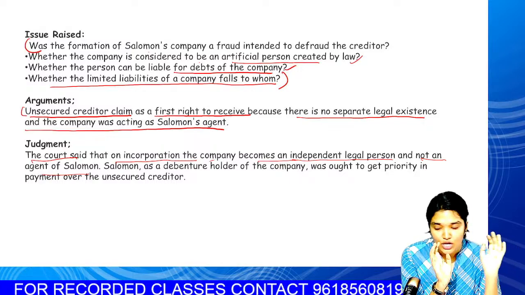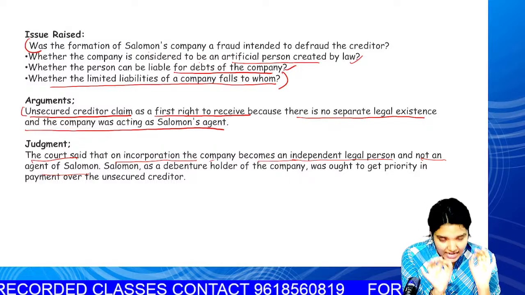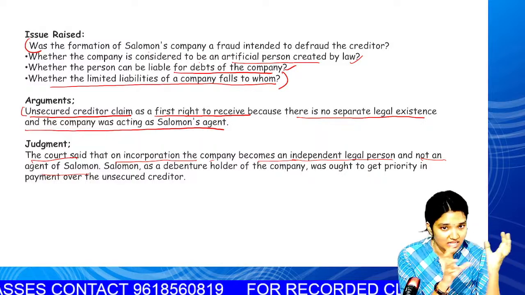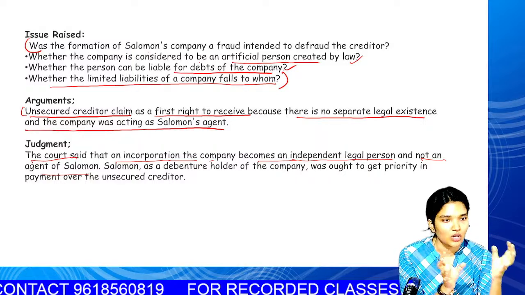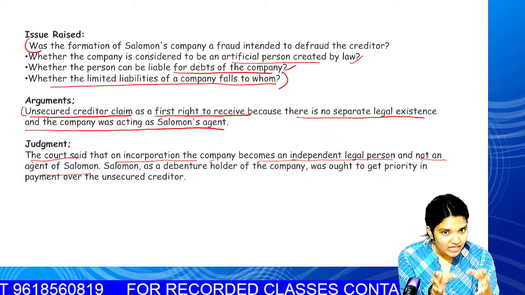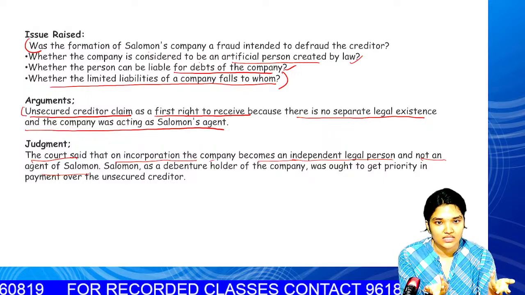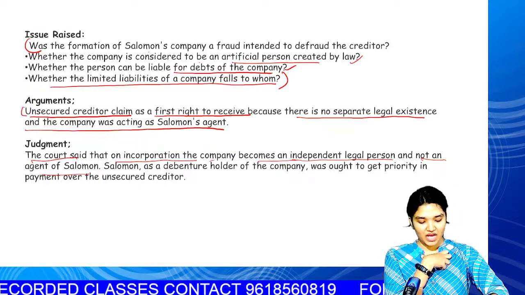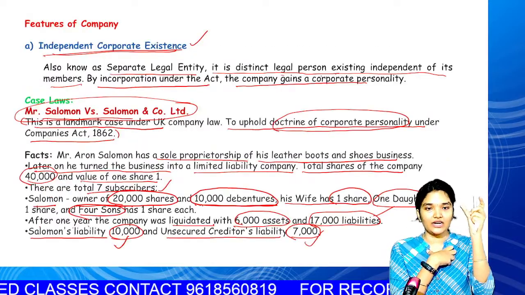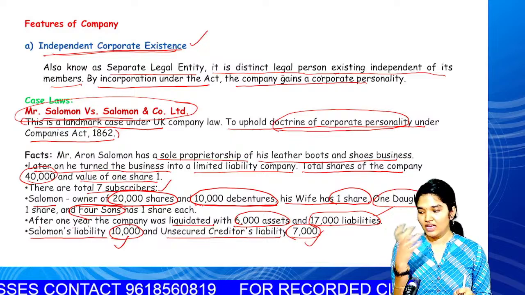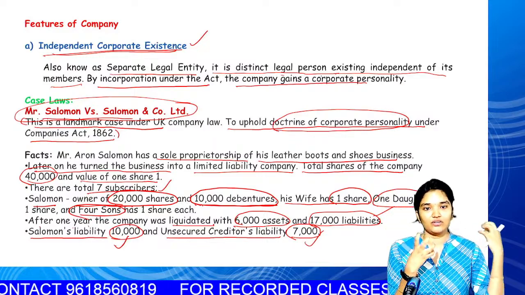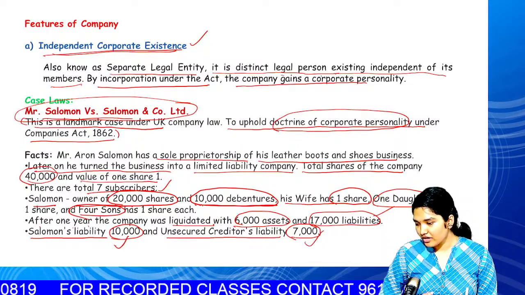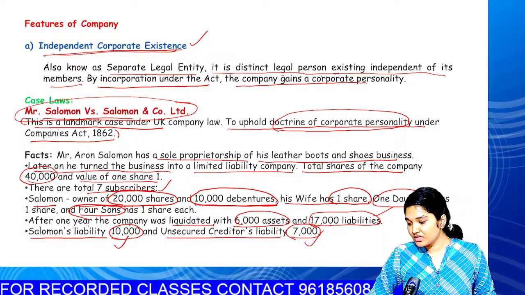Yes, are we clear? So now the judgment is that Salomon is not considering the company as an agent. He is a separate person. He is not liable to pay. So the first liability that we have to clear is the secured creditors, that is nothing but the 10,000 debentures of Salomon. Are we clear? So from this law, the main thing that we have to take is that the company is a separate legal entity irrespective of its members. Members are not the face of the company. Okay, got it? Are we clear with this feature?